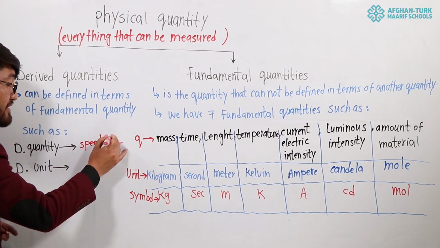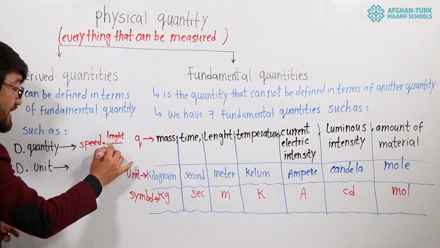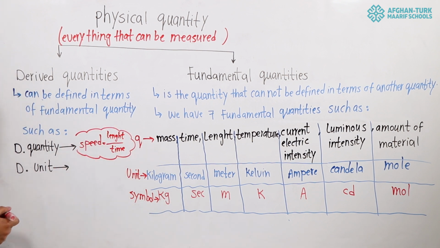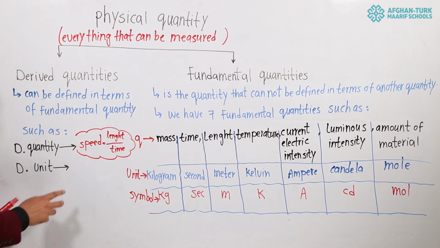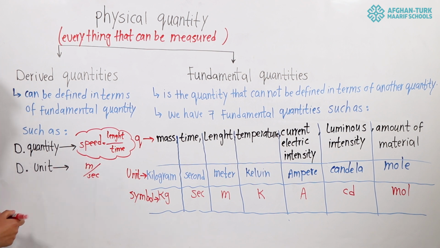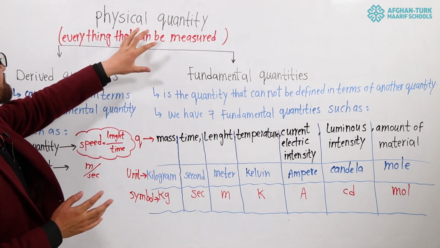Here we have what? It means distance, or we have length, over what? Time. This is the definition of speed. Because of that, we can say derived quantities can be defined in terms of what? Fundamental quantities. What is the unit of speed? Meter per second. Meter per second is called a derived unit because we have derived quantities and the units are also derived units. My students, that is all about physical quantity.